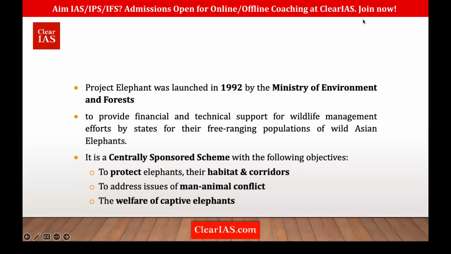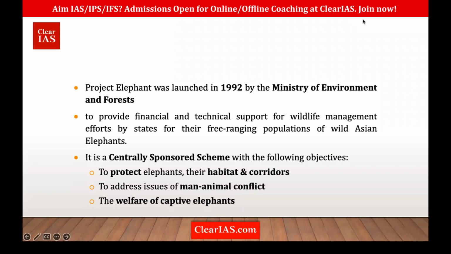Another important threat it is facing is to the corridors. Most of the corridors of elephants are fragmented. For example, in Odisha, the rail path is passing through these elephant corridors. Highways are passing through these elephant corridors. So whenever elephants cross through a corridor, a train comes and hits them, and they die. This is another threat.